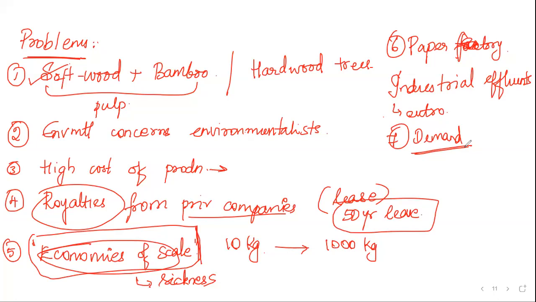Not much. Okay, so this is broadly the major important problems with regard to paper manufacturing units. All right, let us go to the next important industry, that is the automobile industry.